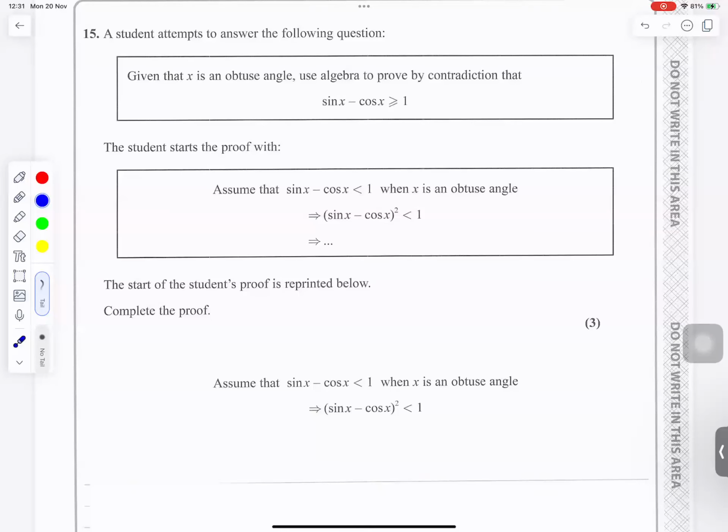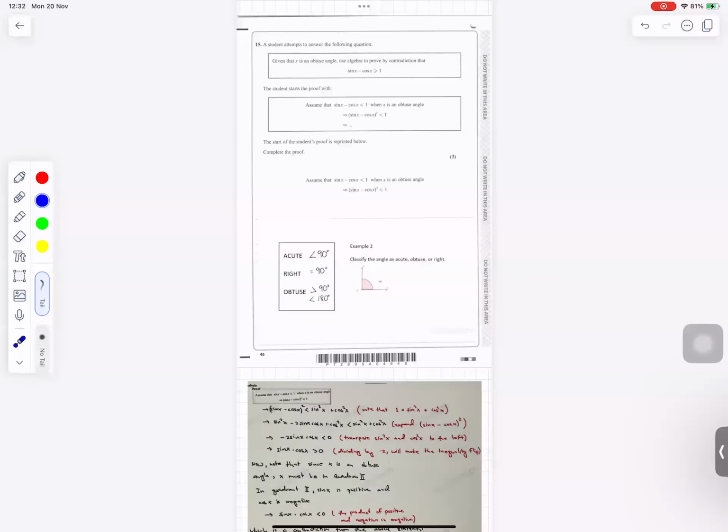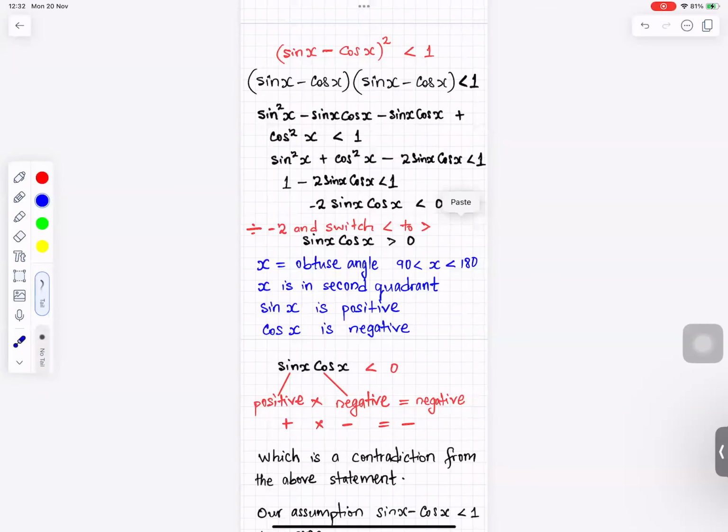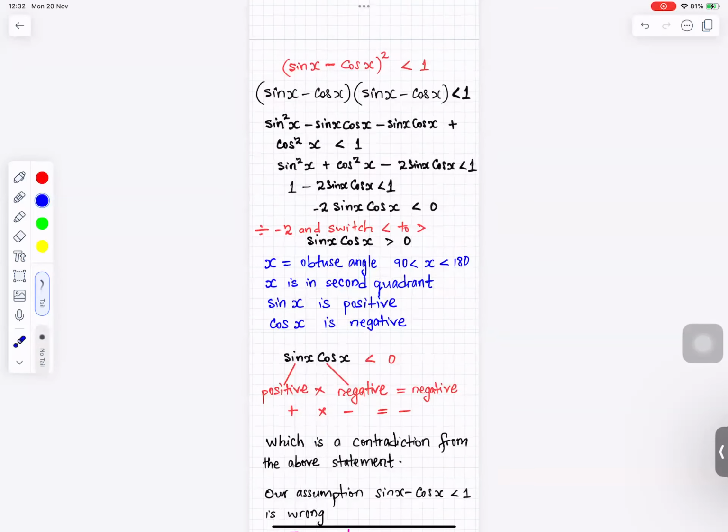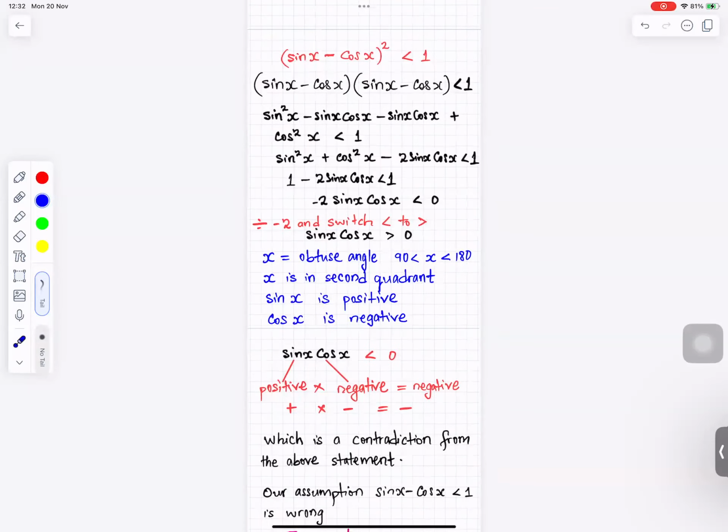Question number 15. Okay, just a reminder, acute angles are angles less than 90 degrees. A right angle is 90 degrees. Obtuse angles are bigger than 90 but less than 180. So we have here cos squared.